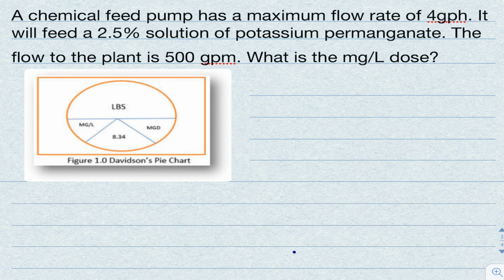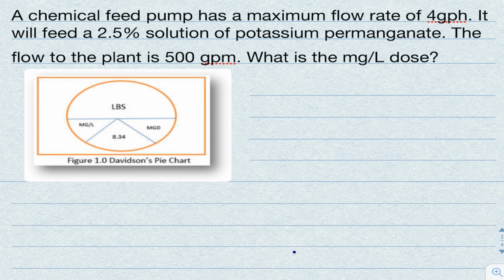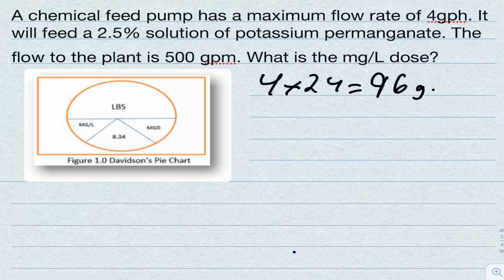A chemical feed pump has a maximum flow rate of 4 gallons per hour. It will feed a 2.5% solution of potassium permanganate. The flow to the plant is 500 gallons per minute. What is the milligrams per liter dose? Okay, let's start off with changing that 4 gallons per hour times 24 hours, and that is 96 gallons that we use per day.